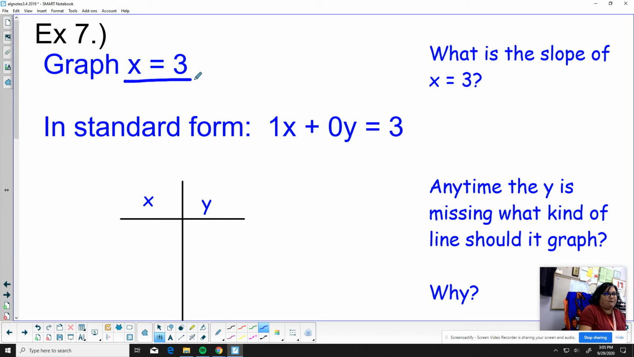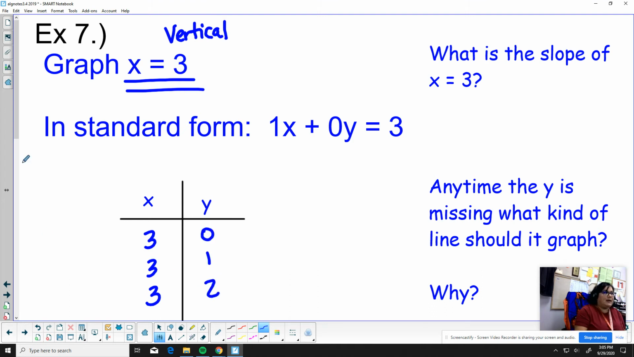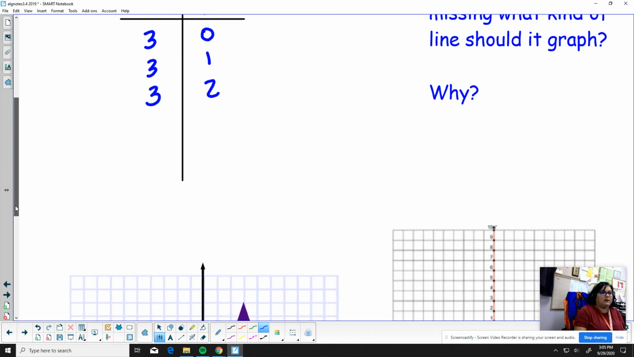Okay, so if we graph x equals 3, this is a vertical line. Some of you will just be able to remember this, and some of you will not. Either way, I can show you how to figure it out if you can't. Okay, so x equals 3. That means in a table, if I were to set up a table, x is always 3. And then I'm going to pick random values for y, like 0, 1, and 2. And I should be able to graph these random values.